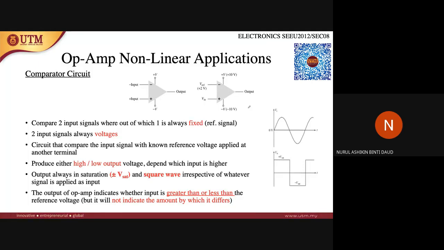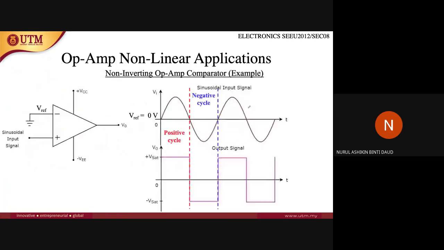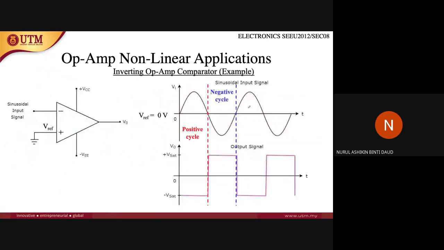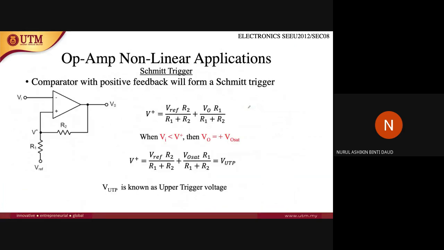mathematical calculation, but there is still a little mathematical application for you to calculate the trigger point, the upper trigger point or lower trigger point, but not as many as linear applications. So only one formula you have to know, which is later on this formula. There are many in this slide. Only one formula, which is during the Schmitt trigger, only this formula. So I think for the comparator, there are not so many formulas that you have to remember.